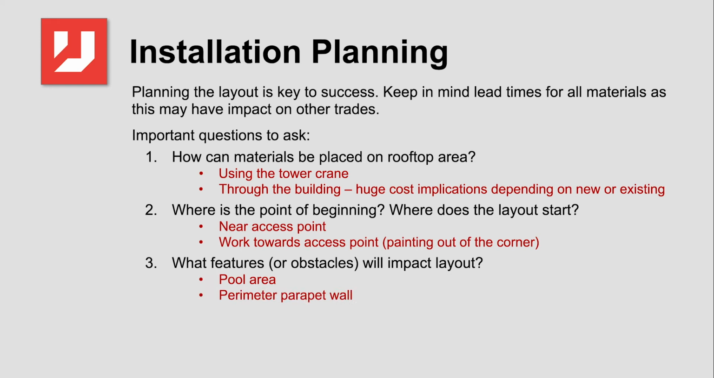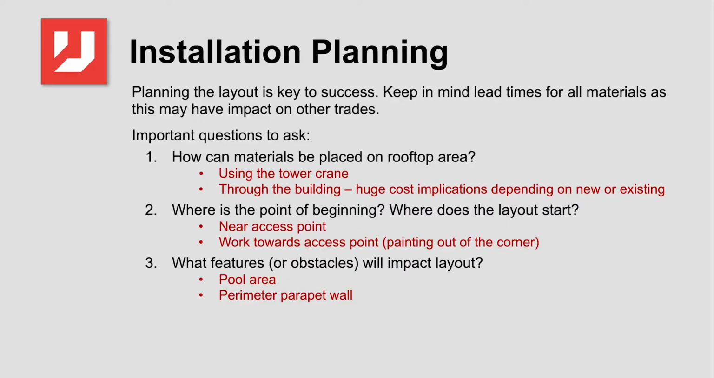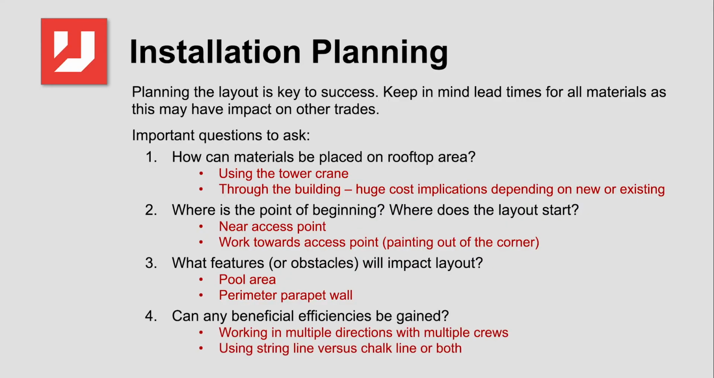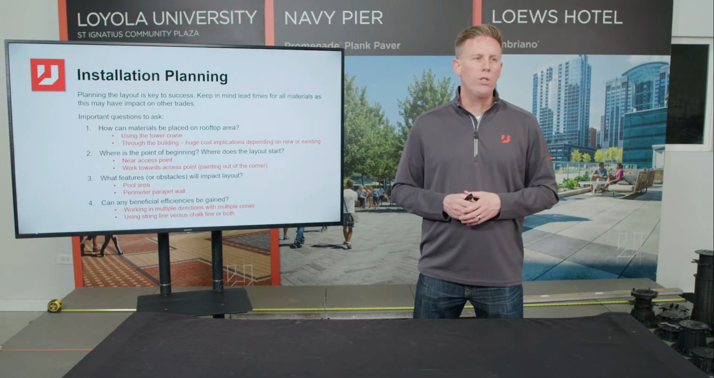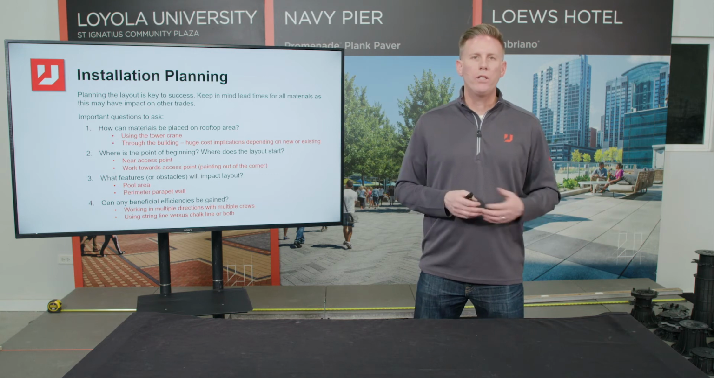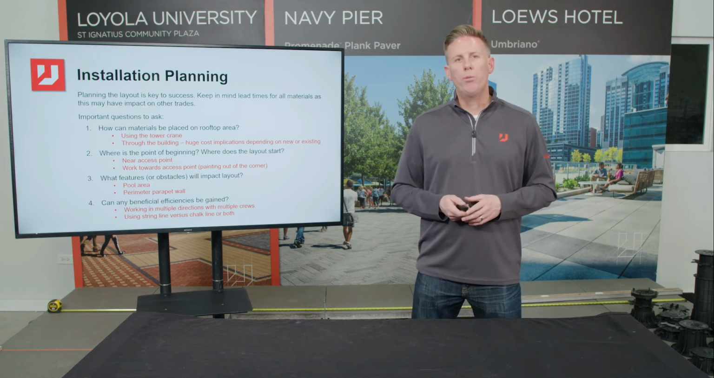What features or obstacles are going to impact your layout? Is there a pool? Is it a radial design? What planters are up there? When are they going to do the landscaping? Some contractors like to wait until the landscaping's in before they install their slabs. So you got to also take that into consideration. And then finally, can any beneficial efficiencies be gained by doing your installation? So working in multiple directions with multiple crews, using string lines versus chalk lines, things like that. And we're going to take a look at some of those.